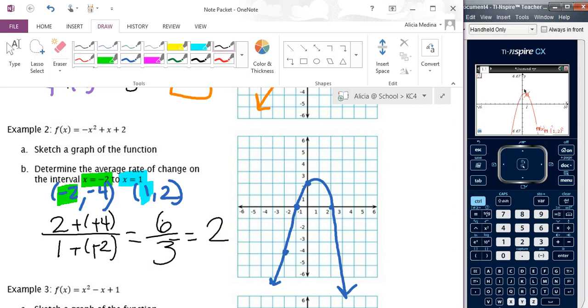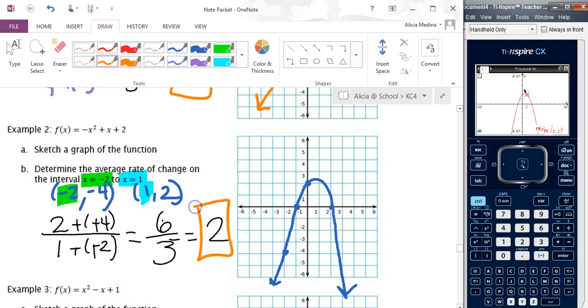So again, we want to sketch what that average rate of change is between these 2 points, when x equals negative 2 and when x equals positive 1. Right here, what our graph looks like is a straight line.